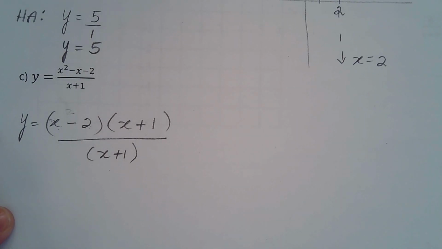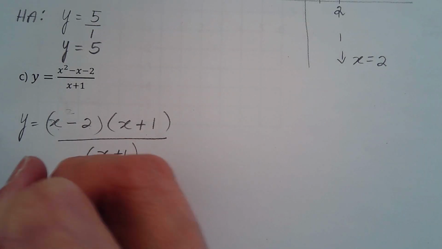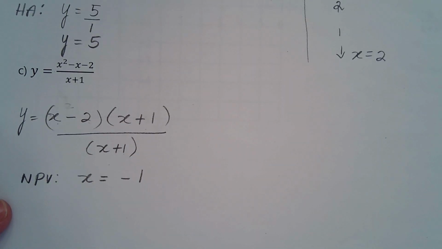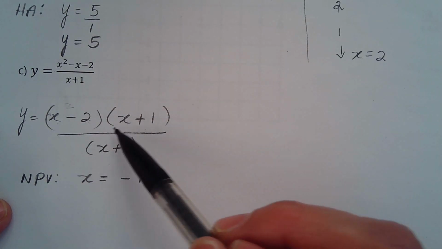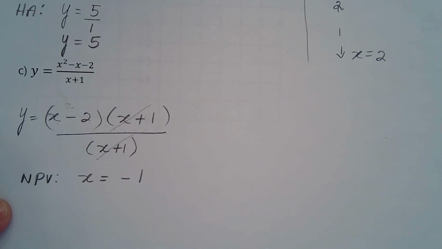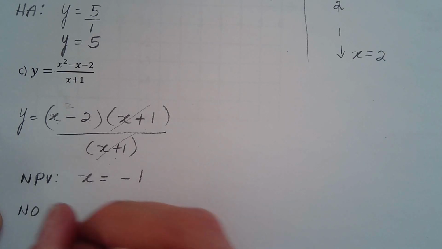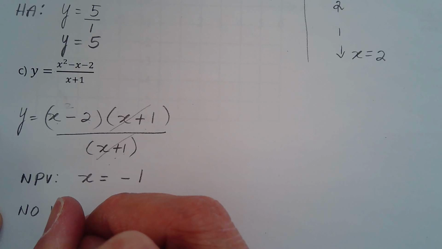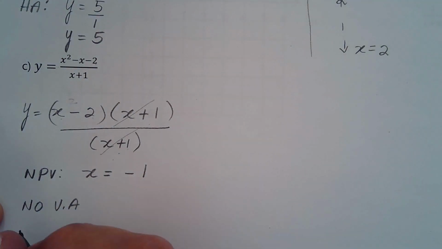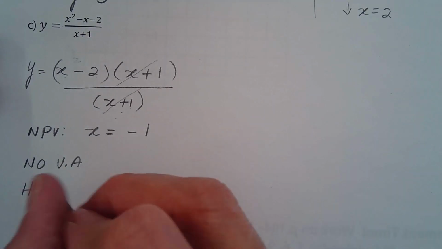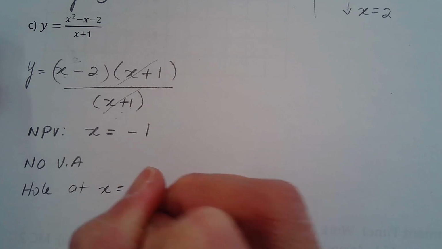Okay, so what's a non-permissible value? X equals minus 1. Now that x plus 1, there's a common factor there, so the denominator cancels, so that tells us that there's going to be a hole. There's no vertical asymptote. There is a hole at x equals negative 1.